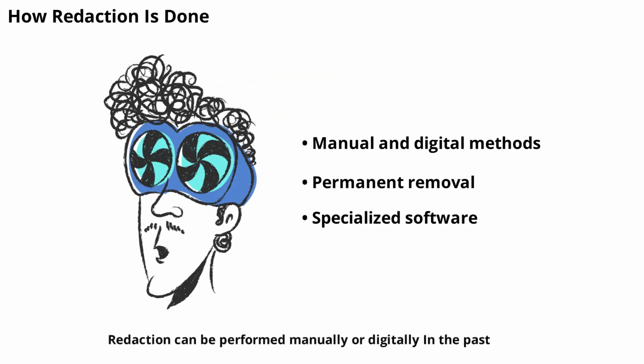Redaction can be performed manually or digitally. In the past, people would use black markers to physically cover up text on paper documents. Today, most redaction is done using specialized software that allows users to permanently remove or obscure information in digital files. It's important that redacted data cannot be recovered, so professionals use tools that ensure the information is truly deleted, not just hidden.